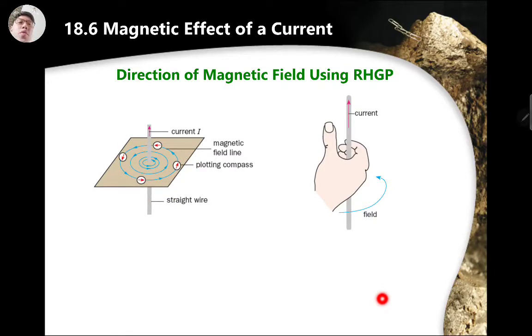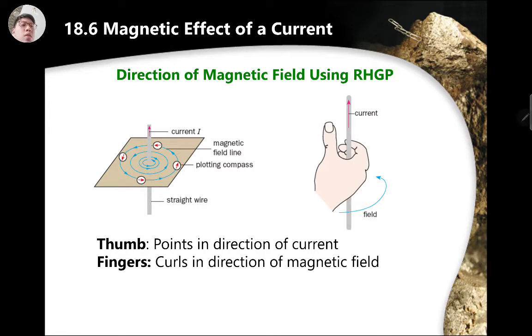So the right hand grip rule gives you the direction, whether it's clockwise or anti-clockwise, around the current carrying conductor, and it's always concentric circles, stronger closer together, weaker further apart. So yes, thumb points in the direction of the current, fingers curl in the direction of the magnetic field.